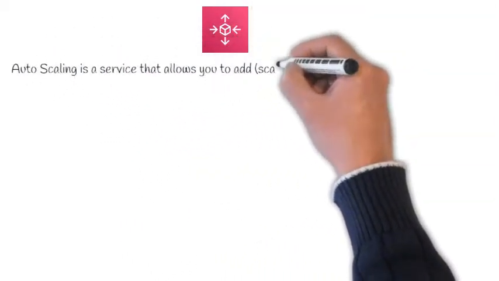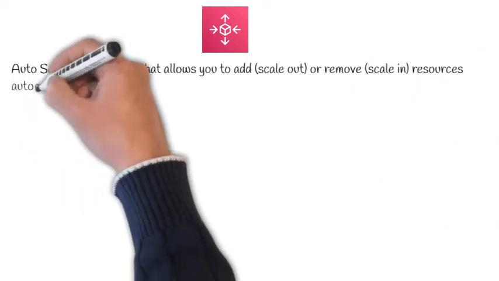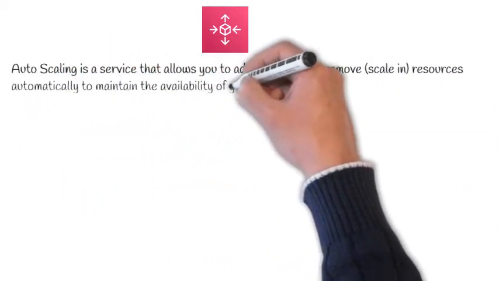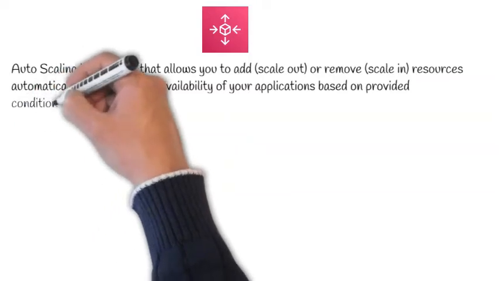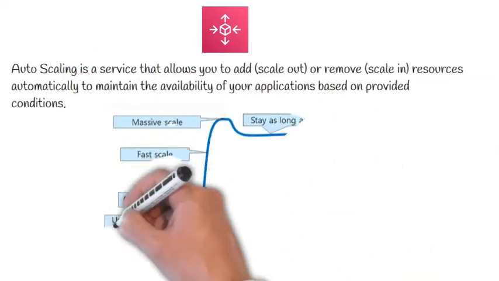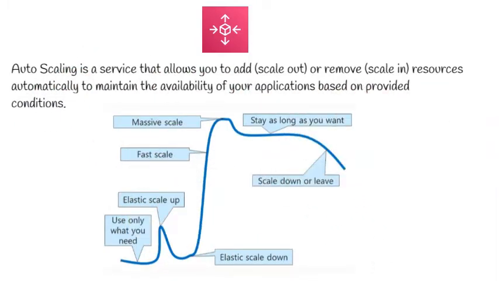So the best definition that suits auto scaling is that you are adding or removing the resources automatically to maintain the availability of your application based on the provided conditions. Here you can see in this graph there are multiple conditions where you need auto scaling in such a way that there is no performance issue for the user, as well as you are saving the cost by provisioning only those instances which are required on a usage basis.